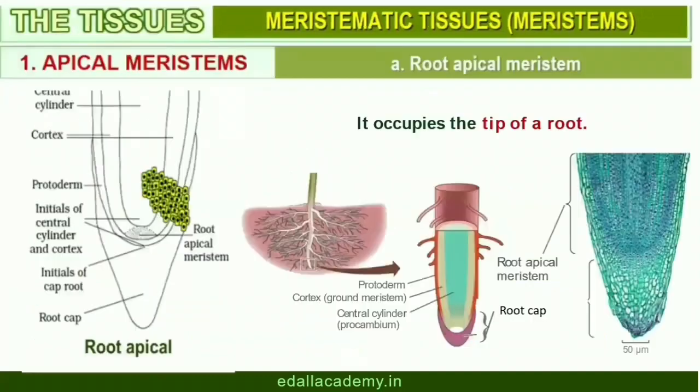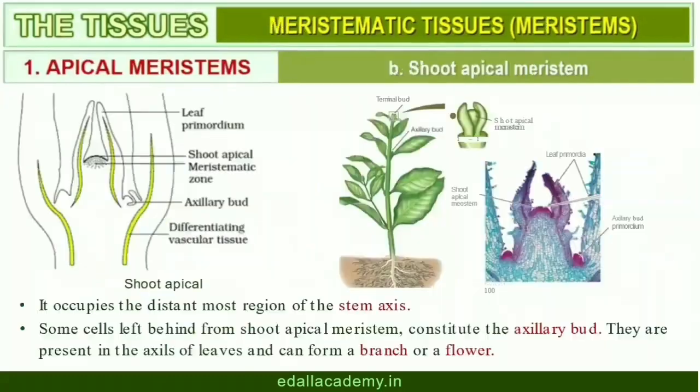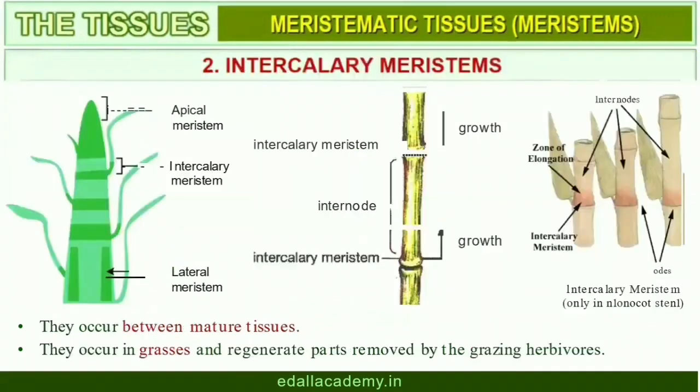The root apical meristem occupies the tip of a root, while the shoot apical meristem occupies the distant-most region of the stem axis. During the formation of leaves and elongation of the stem, some cells left behind from the shoot apical meristem constitute the axillary bud. Such buds are present in the axils of leaves and are capable of forming a branch or a flower.